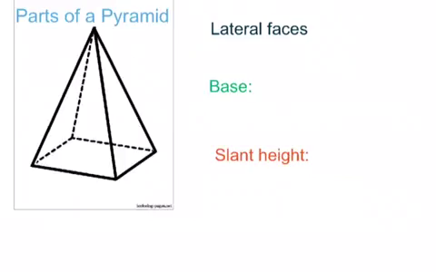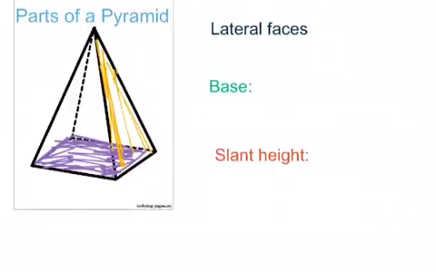So, parts of a pyramid with lateral faces, bases, and slant height. Right here, this little rectangle here is our base. So this is a rectangular pyramid because the base is the shape of a rectangle. Your lateral faces, I'm going to do here in yellow. This is an example of a lateral face. The slant height here in red is the length of the height of each lateral face.